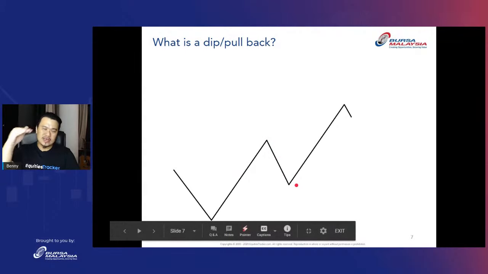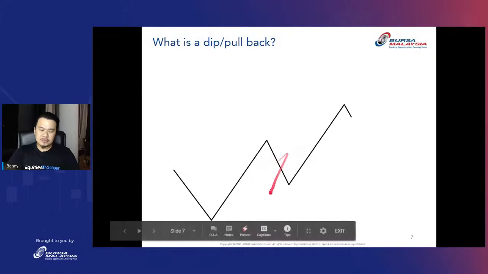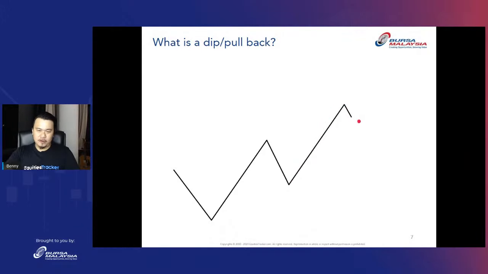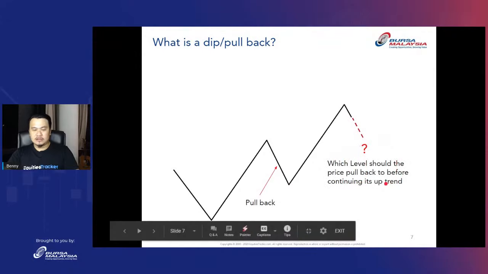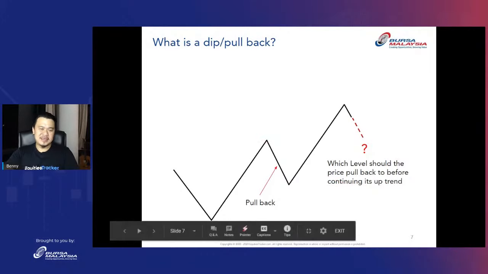And when those who wanted to sell have already sold, let's say it's completed, then the price will be able to climb higher again. That means that the correction is over, and a new trend is formed. And after every new trend is formed, the price will go up higher and higher, and it tends to pull back for another correction again. All right. So the question right now is, which level should the price pull back to before it continues its bullish trend? That's basically what we want to know.